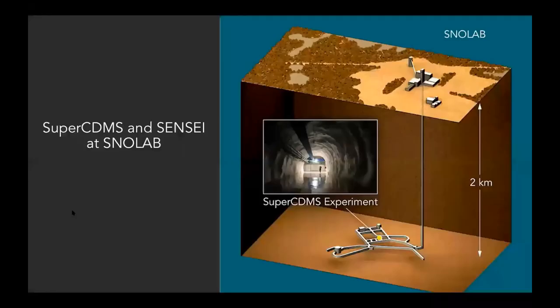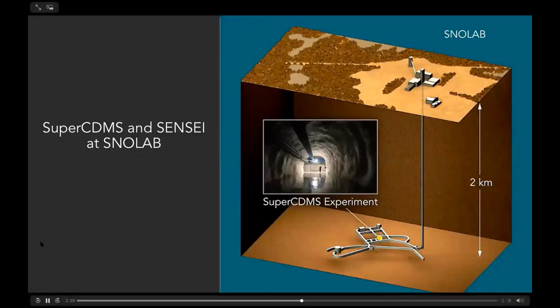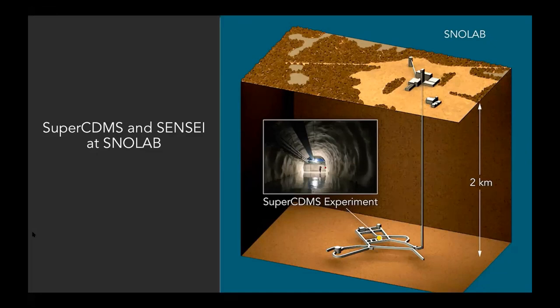Strong evidence suggests invisible dark matter comprises most of the matter in the universe. Super CDMS, Sensei, and ADMX are searching for the identity of dark matter. Unlike telescopes that benefit from high altitudes, many dark matter experiments benefit from being deep underground, shielded from cosmic rays and other background radiation, in laboratories like Snow Lab in Sudbury, Ontario. In fact, Snow Lab is as far below sea level as the telescopes are above sea level. Super CDMS and Sensei will be located in a clean room deep underground in Snow Lab.